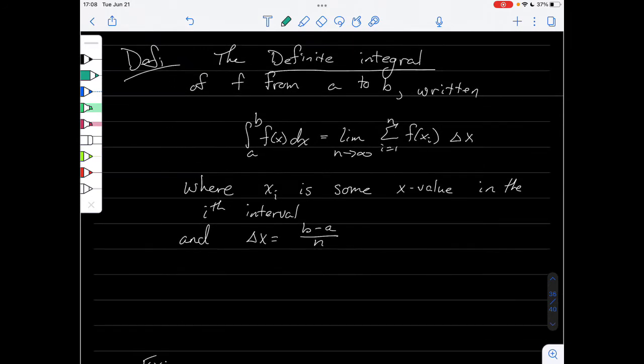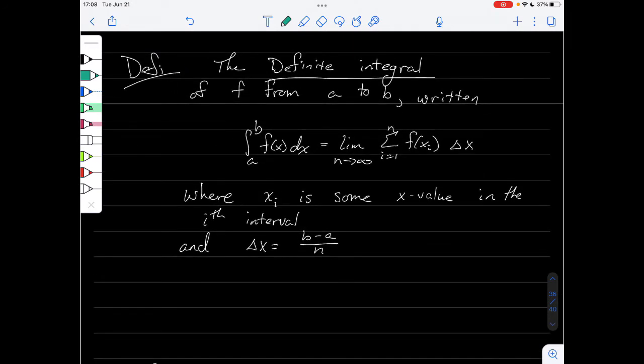Our definition here is that the definite integral of a function f from a to b, we write as the integral from a to b of f of x dx. And that is equal to the limit of the sum of f of x sub I delta x, just like when we were figuring out area. But we can expand out what x sub I is. It's just some x value in the ith interval. And delta x is still the same, b minus a over n.